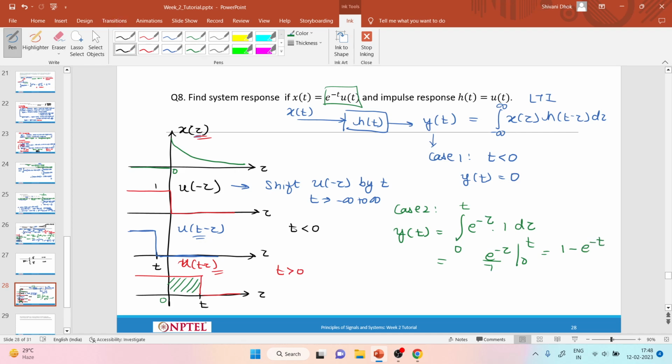So again in this question, my y of t takes two values. One is 0 if my t is less than 0. It is equal to 1 minus e power minus t when my t is greater than or equal to 0. Any doubt in this question?